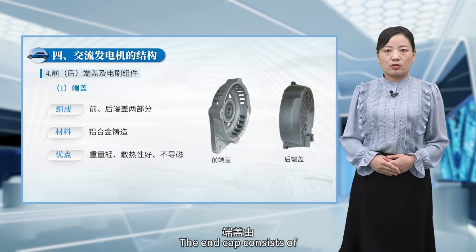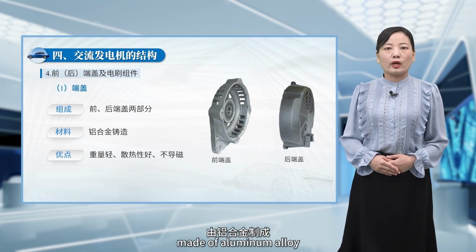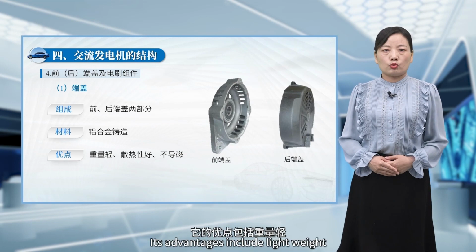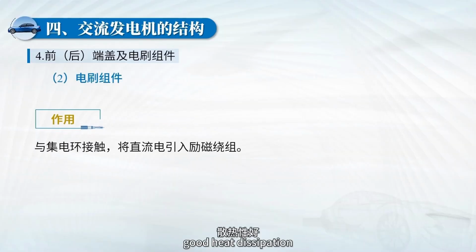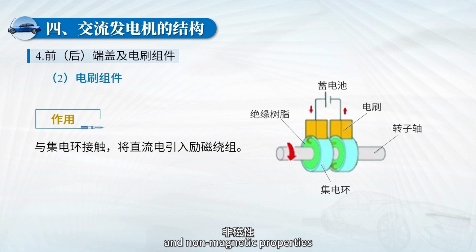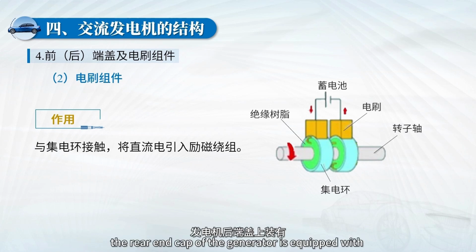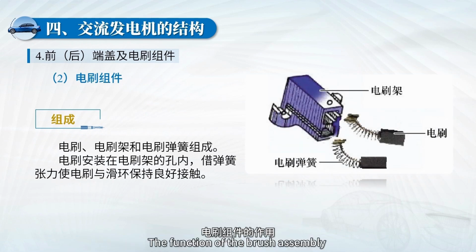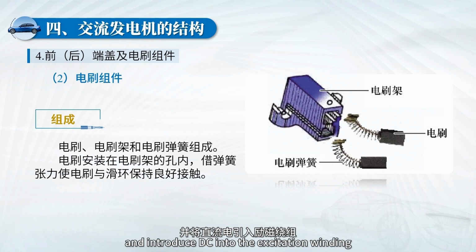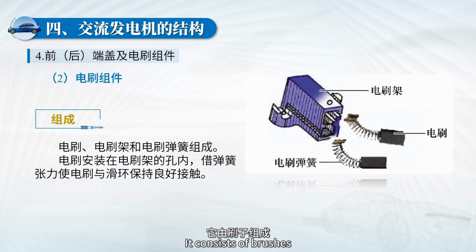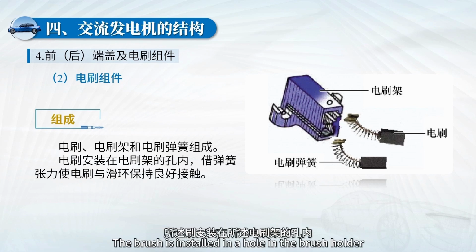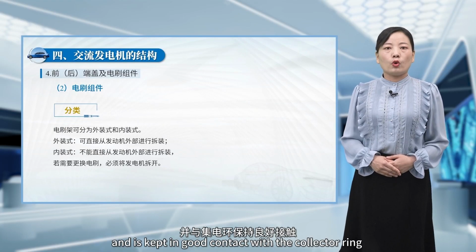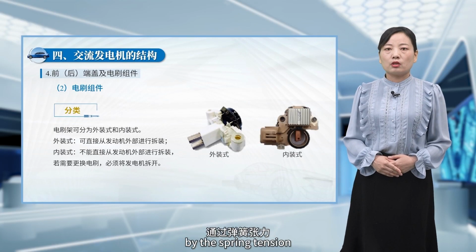The end cap consists of front and rear end caps made of aluminum alloy. Its advantages include lightweight, good heat dissipation, and non-magnetic properties. Generally, the rear end cap of the generator is equipped with a brush assembly. The function of the brush assembly is to connect the collector ring and introduce DC into the excitation winding. It consists of brushes, brush holders, and brush springs. The brush is installed in a hole in the brush holder and is kept in good contact with the collector ring by the spring tension.